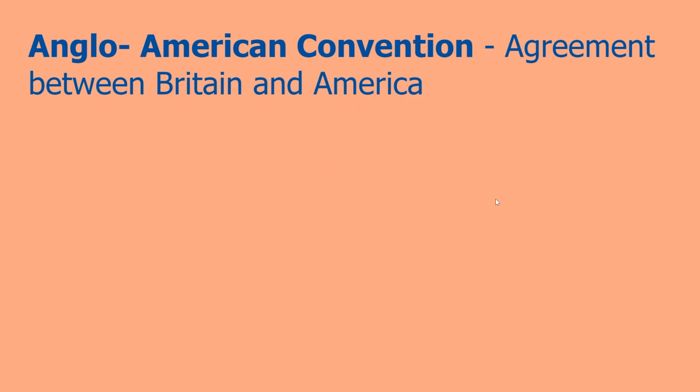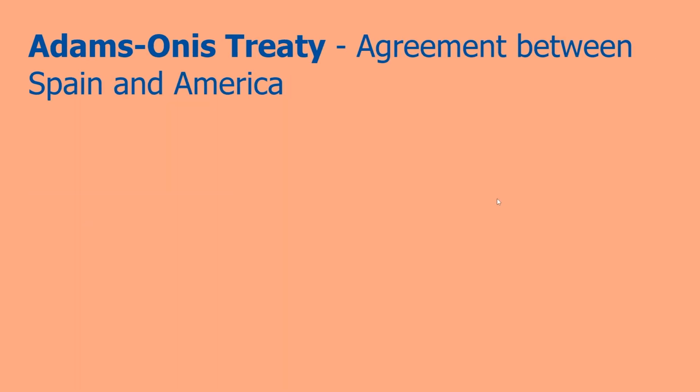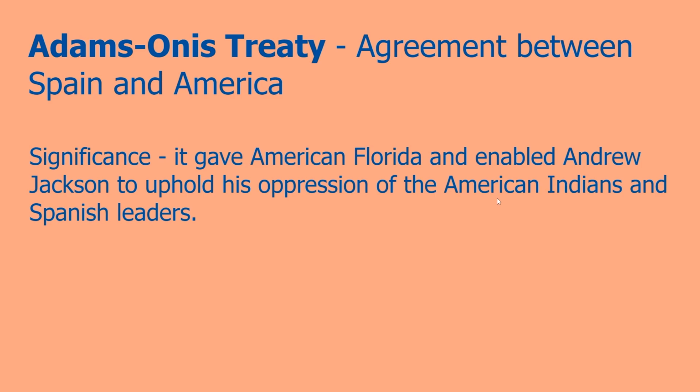Anglo-American Convention, agreement between Britain and America. It helped settle land disputes and conflict over fishing territory. It eased relations with Britain as it made further compromises. Adams-Onis Treaty, agreement between Spain and America. It gave America Florida and enabled Andrew Jackson to uphold his oppression of the American Indians and Spanish leaders. So the more control the Americans had over the southern land, the more they were able to control it, and that included mistreatment of the American Indians.